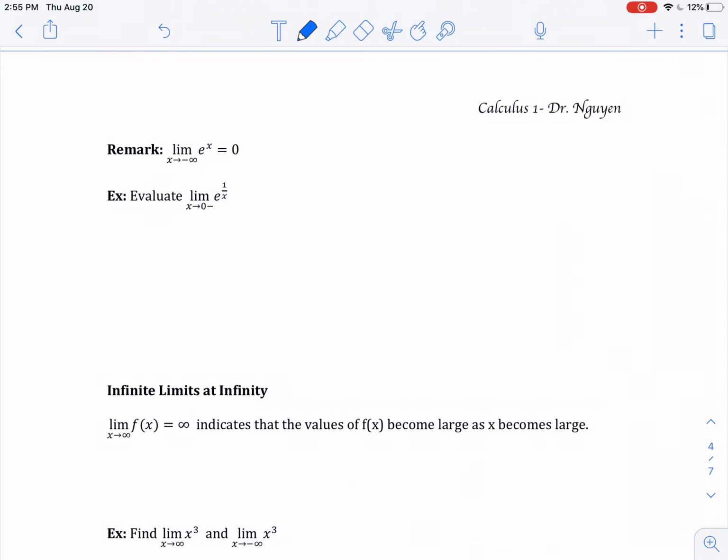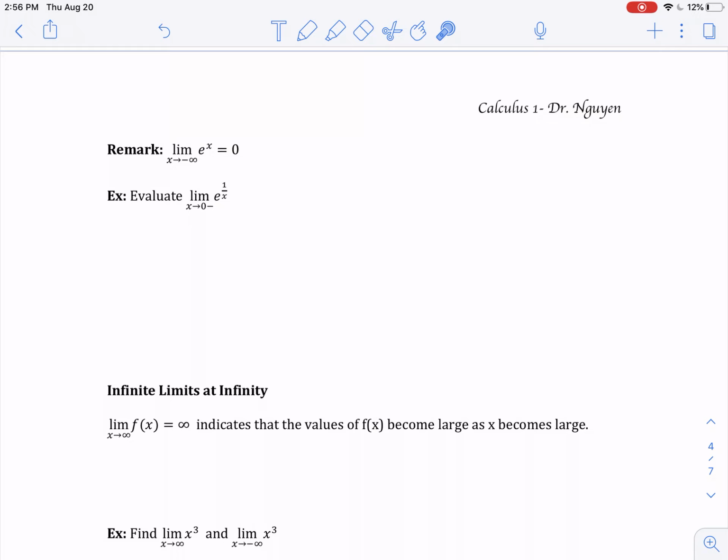One remark I want to make is the limit of e to the x power, so the exponential function, when x approaches negative infinity, the limit is going to be 0. So this one right here.